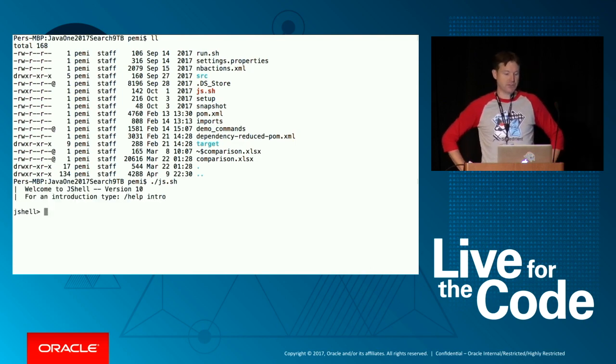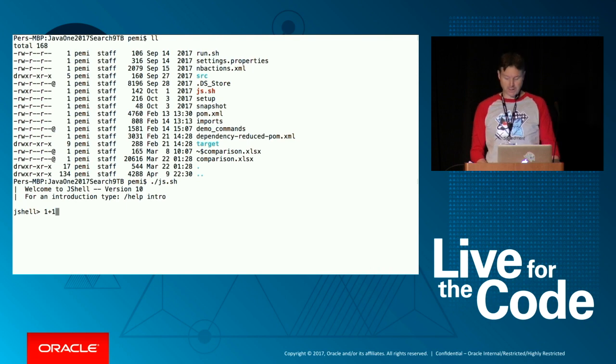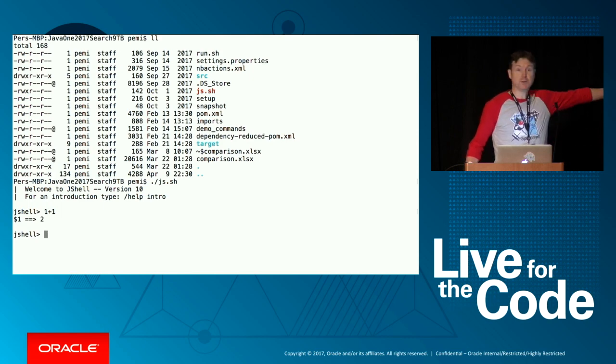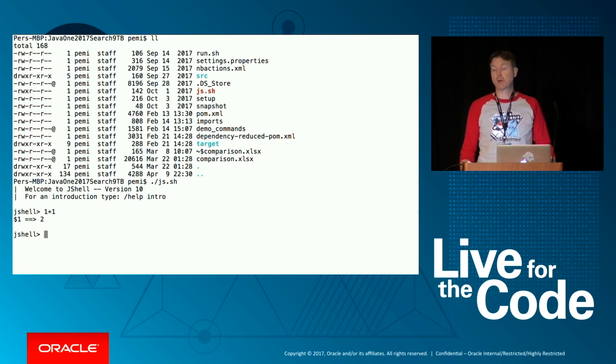There we go. I'm running Java 10 in this example, and JShell is very cool in that you can just write an expression here. For example, 1 plus 1, and that is unsurprisingly 2. You also notice it's called $1, which is an anonymous variable, because I didn't assign this expression to any variable. So I can use this $1 now in further computations.